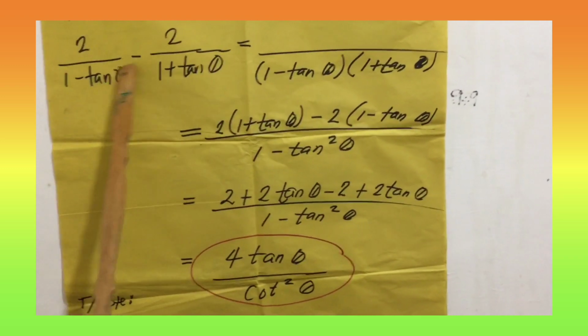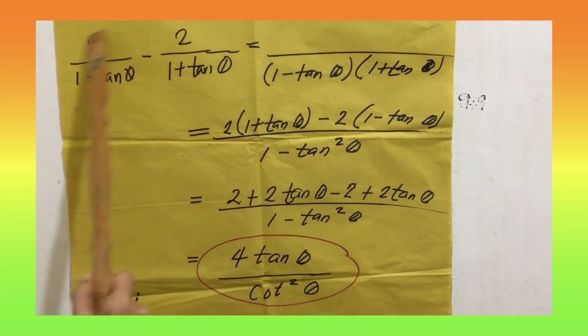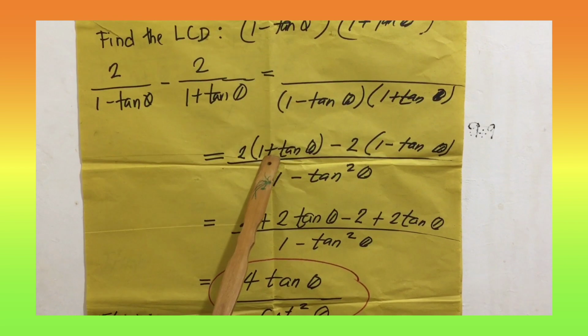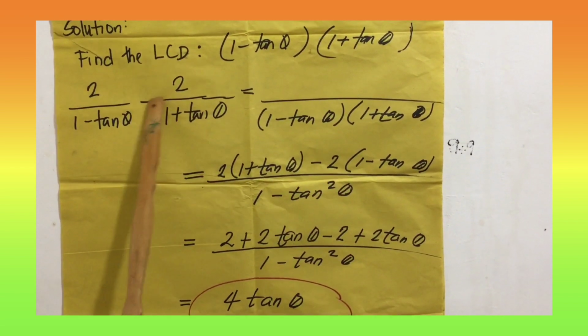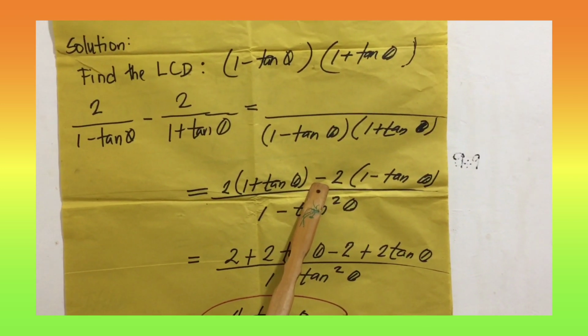So that's why we're going to cancel this one. The remaining is 1 plus tangent theta. Then multiply it to the numerator. So that's why the result is 2 times 1 plus tangent theta. Okay? Then next, since this is minus, we have here minus sign.